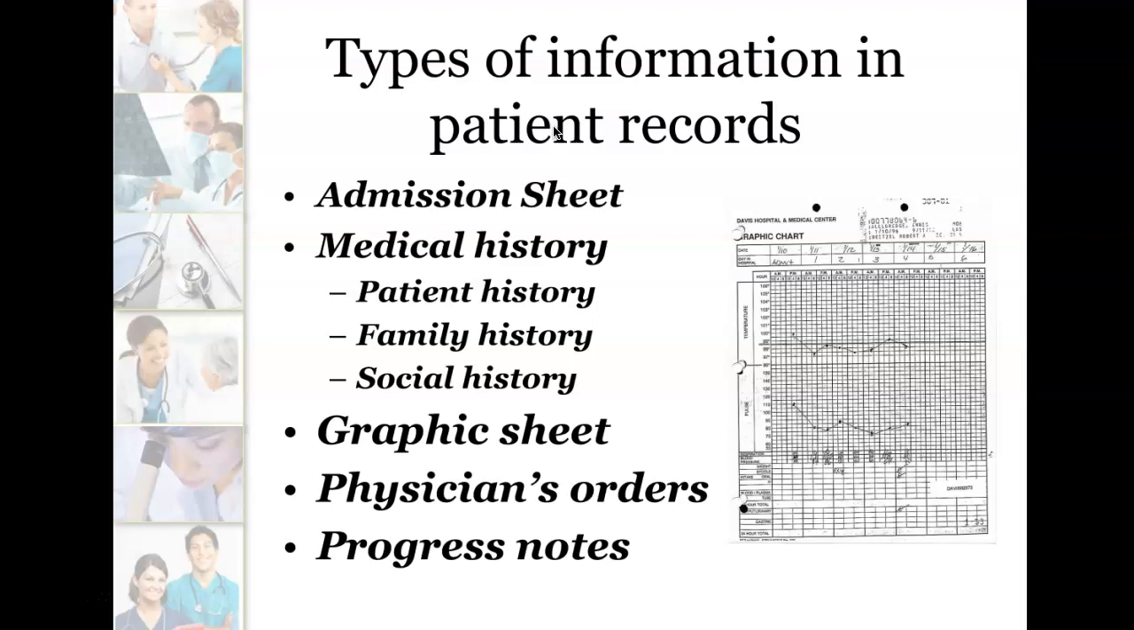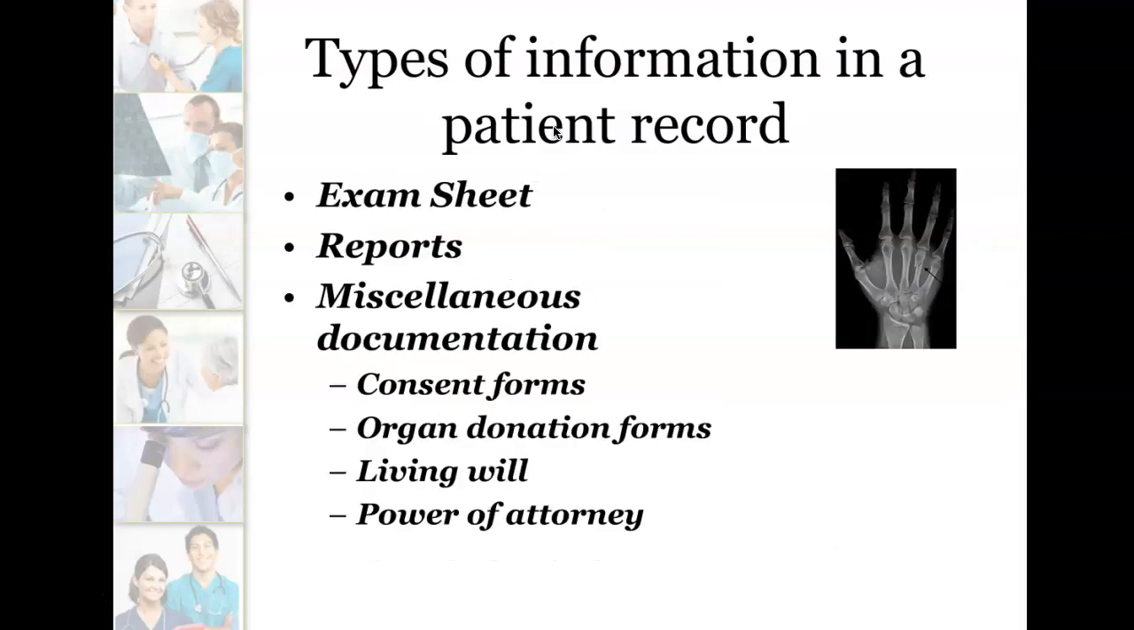Another item are physician's orders. That includes orders for medications, treatments, tests, and follow-up care. And additionally, there are progress notes, or recorded notes from each time the provider has contact with the patient, including in-person, phone, mail, or email communication. Furthermore, there are exam sheets, which are results from the physical examination that the doctor performs. There will also be various reports, blood test results, EKGs, X-rays, CT scans, etc. There's also some other miscellaneous documentation that can be found in the medical record, including signed consent forms and instructions regarding end-of-life decisions, such as organ donation and living will.